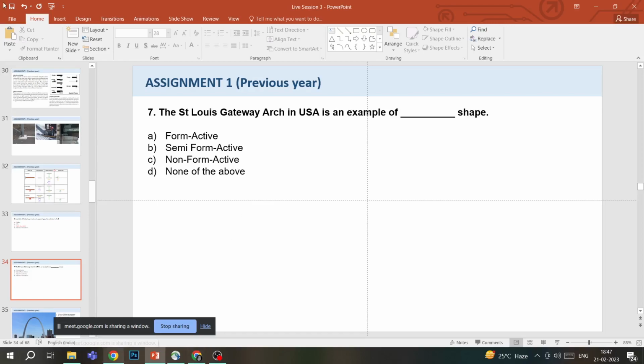Question number 7. The St. Louis Gateway Arch in USA is an example of what shape?